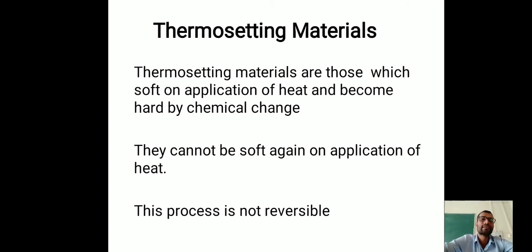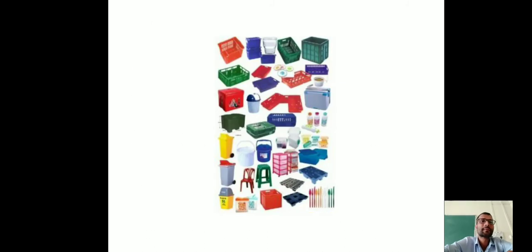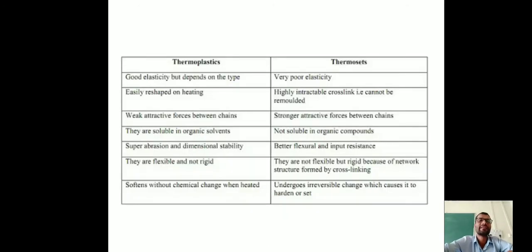Correct? Thermosetting materials are those which soften on application of heat and become hard by chemical change. Means they cannot be softened again on application of heat. This process is not reversible. Reversible means we cannot heat this material several times, like thermoplastic, to change the shape and size. So these are the different day-to-day life practical examples of thermosetting materials. Clear? Then this is the basic difference that we have already discussed.